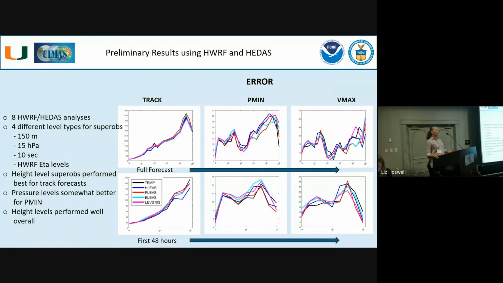And in general, we found that height level data was best for improving the track forecast, which is not surprising since you have more observations at altitude in the steering flow. And for minimum central pressure, actually pressure superobs did a little bit better, which again is not surprising when you have more data closer to the surface. But overall, the height levels performed quite well, which is a good finding since that's the more native coordinate for the dropsonde instrument.